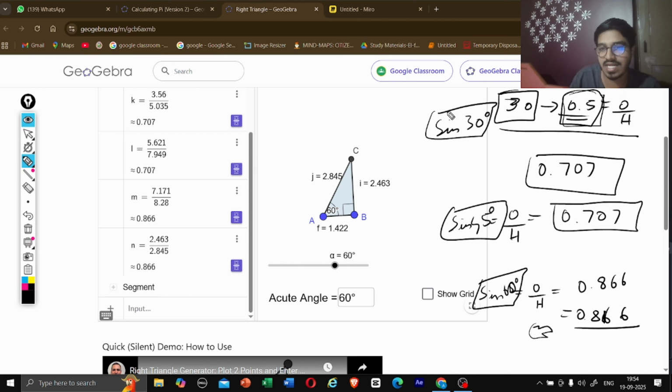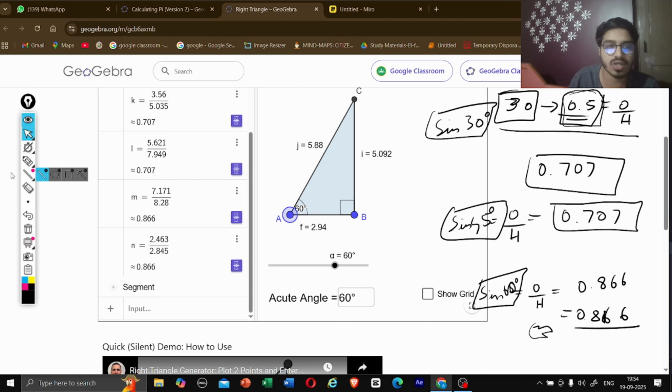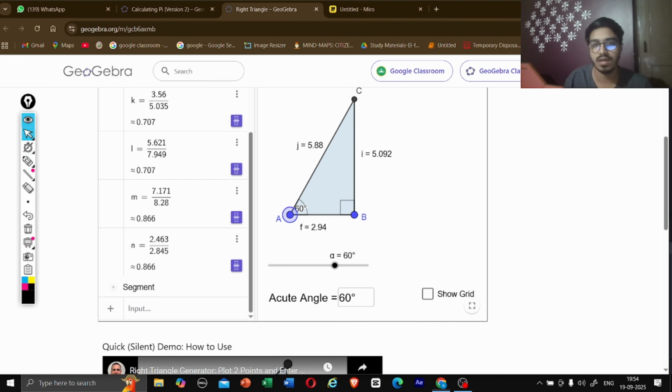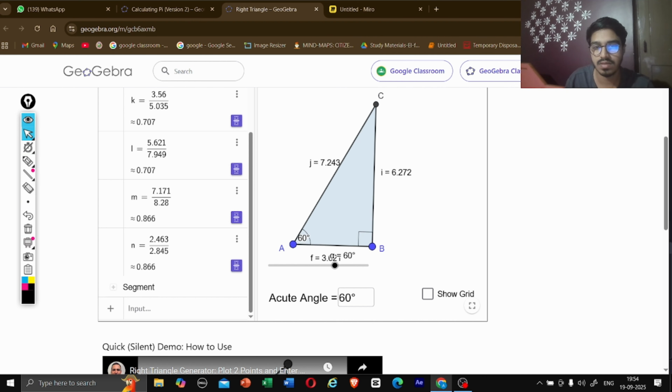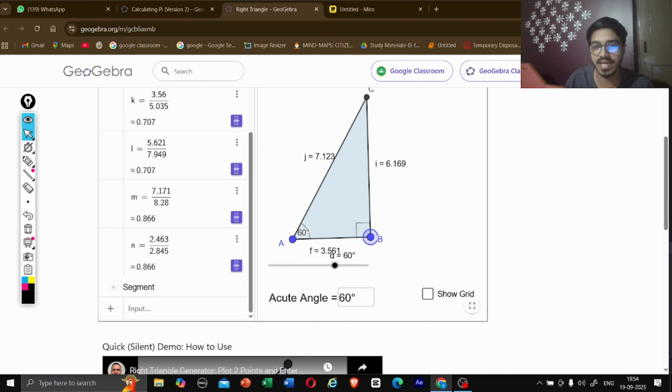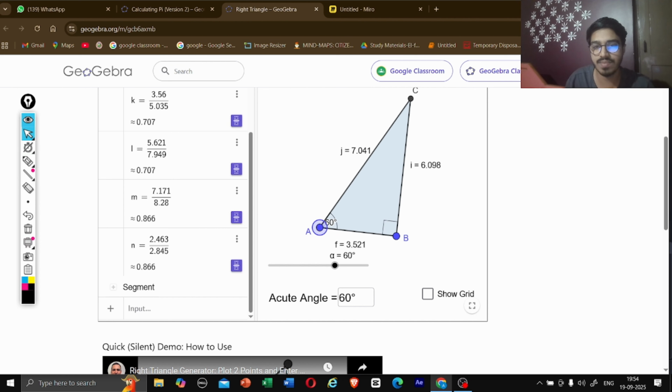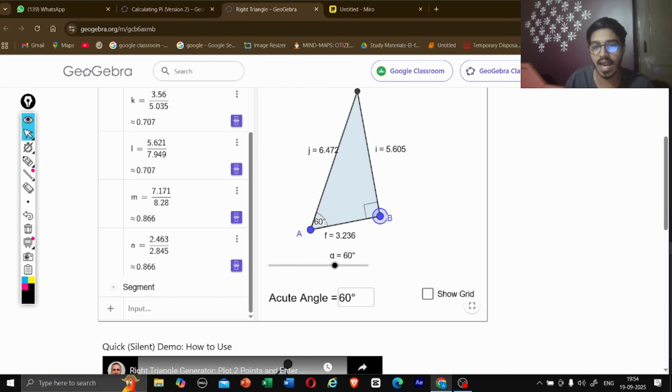What is the value of sine 30? 0.5. What is the value of sine 45? 0.707. What is the value of sine 60? 0.866. So sine is opposite by hypotenuse. Now let us see quickly what will be the value of cos. Remember these values. Now we will see what will be the value of cos theta. What is cos? Adjacent by hypotenuse, right? That was opposite by hypotenuse that time. Now it's adjacent by hypotenuse.